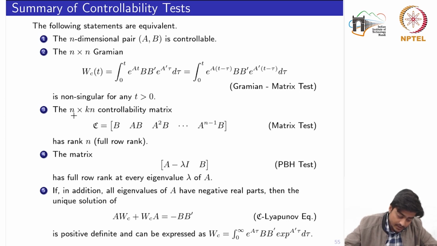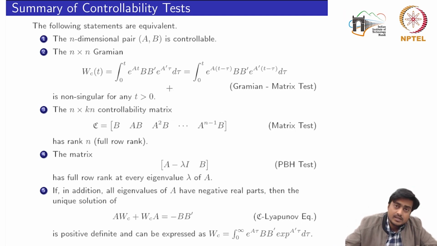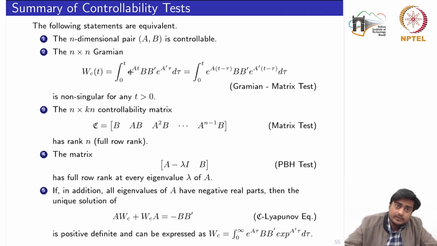The third statement says that the n cross k times n controllability matrix, where k is the dimension of the control input, has rank n, or say that this is a full row rank. This is again a matrix S. So all these 5 results are in fact for the LTI case. Matrix test, we have the non-singularity of the Gramian for the linear time varying systems, but the matrix test, where we have explicitly computed the matrices, was a weaker result for the linear time varying case. But for the LTI system, it is a strong result. That again we have the if and only if condition for the non-singularity or the full row rank of this controllability matrix.